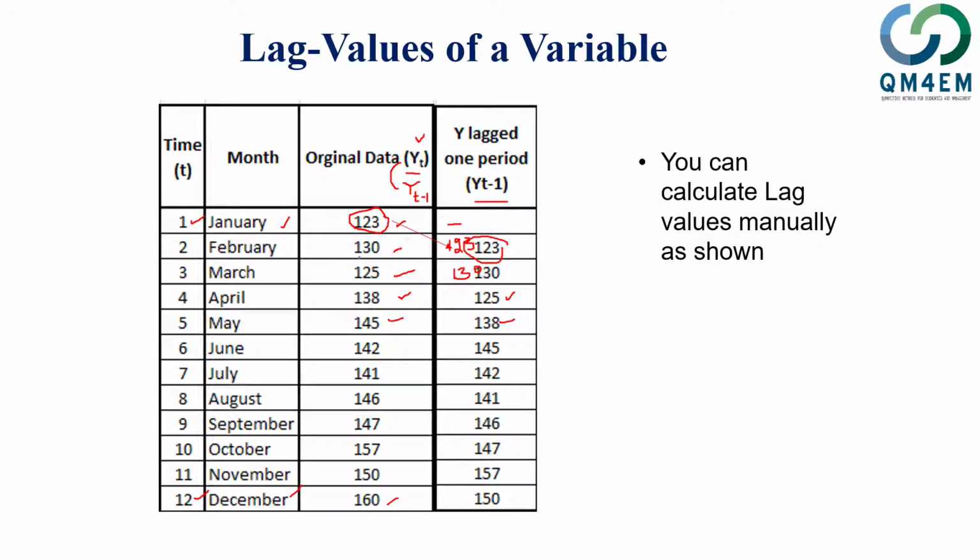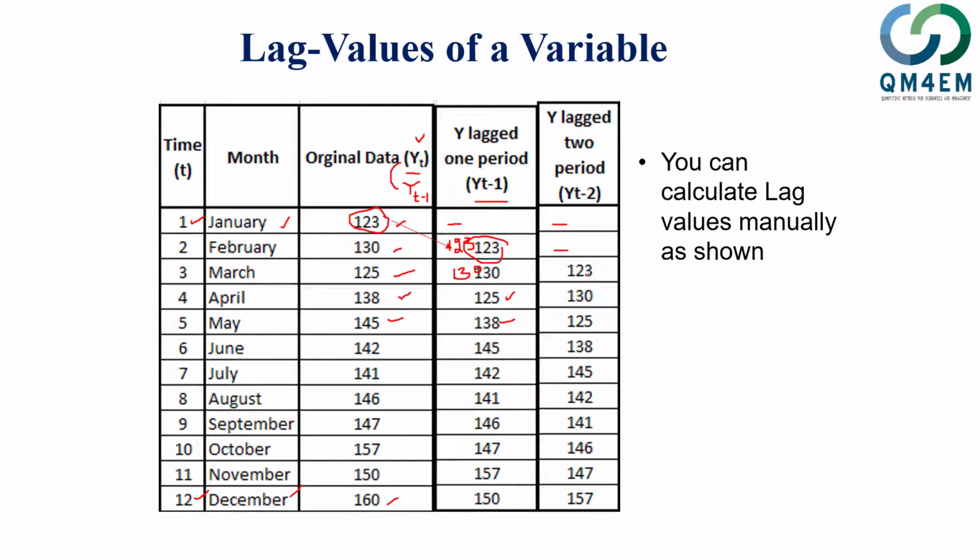Similarly I can think of YT minus 2. For YT minus 2, for January I should use the value of November, not December but November. But since I have no value of November, I will have no value. For February I should have the value of not January but December. Since I have no value of December, this will be empty as well. For March I should have the value of January. Since I have the value of January, I bring it here. So I have 123, that's the value of January.